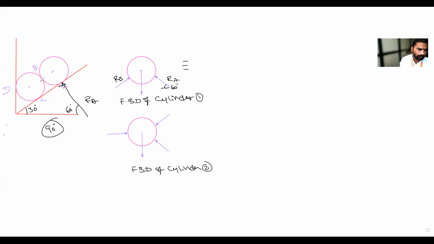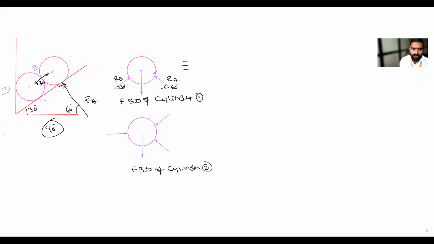Then again, this is the plane. The plane is making an angle of 30 degrees. Whenever the plane is making an angle of 30 degrees and these 2 cylinders have the same radius or diameter, the reaction RB is exactly parallel to the plane. Hence this reaction is also making an angle, which is parallel to this, that is 30 degrees. Is it clear, everyone? Yes, sir. This is 30 degrees. This is 30 degrees.